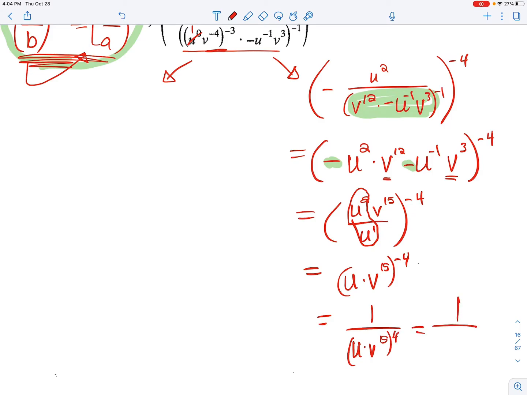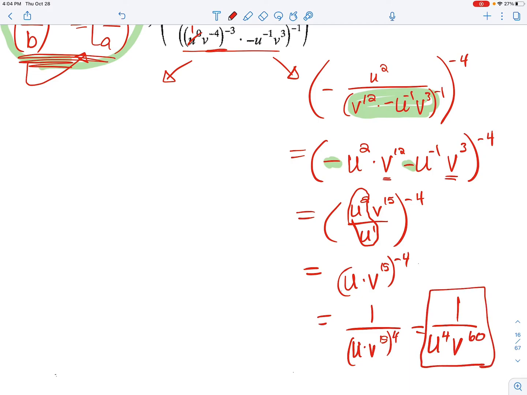That becomes 1 over, I like to say, if in doubt, write it out. This exponent can distribute over this product. This is a product to a power. That's u to the 4th, v to the 60th.